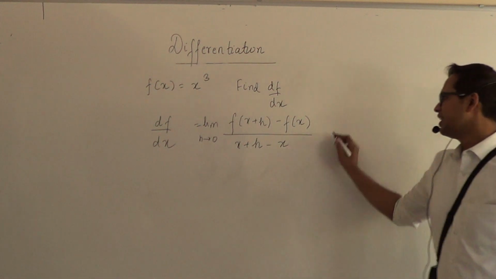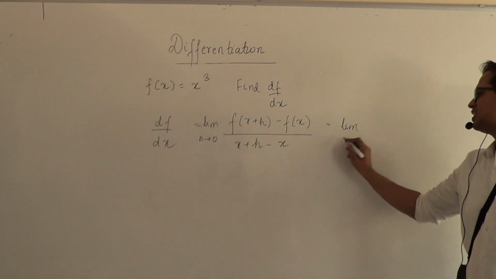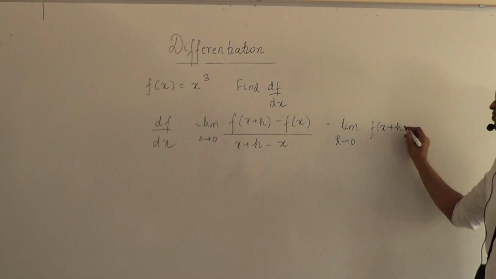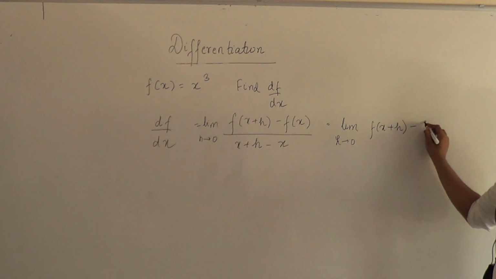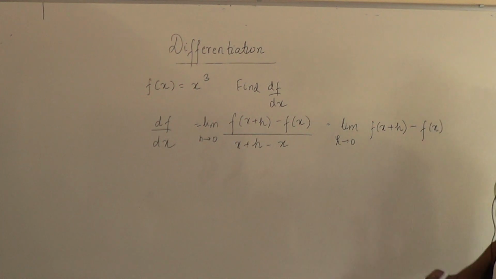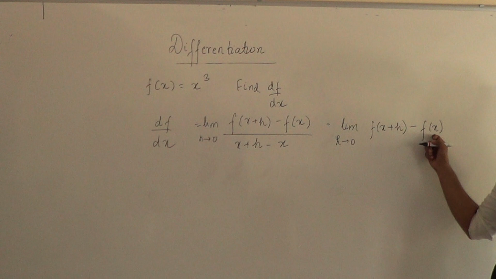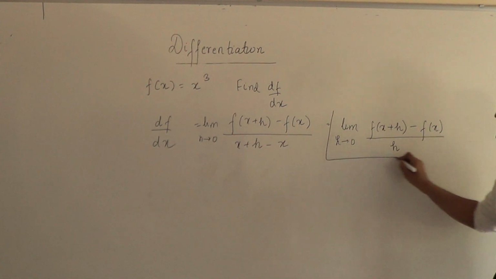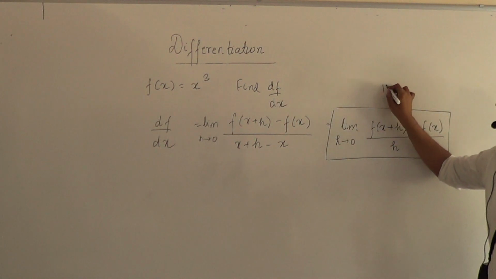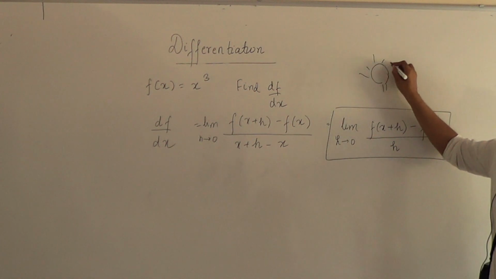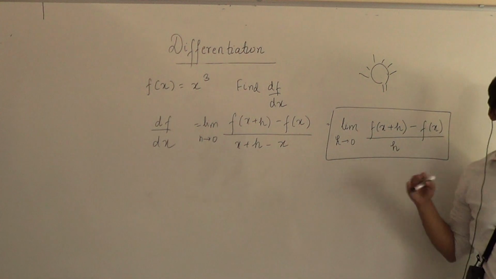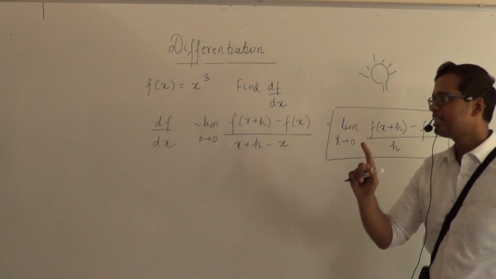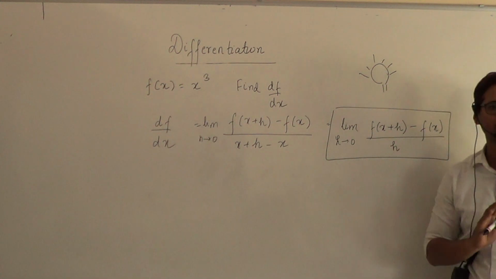In many books, they would directly use this formula. The derivative of a function f of x is given by the limit of f of x plus h minus f of x, by h, as h tends to 0. This should be memorized because you're not going to derive this over and over again. So this is the formula for finding the derivative of any known function f of x.